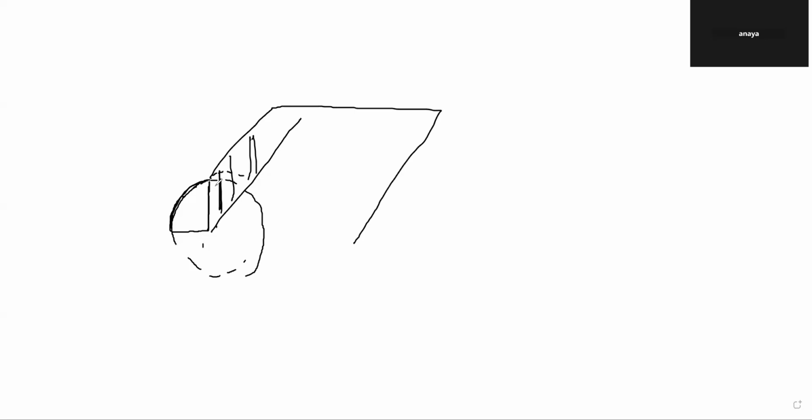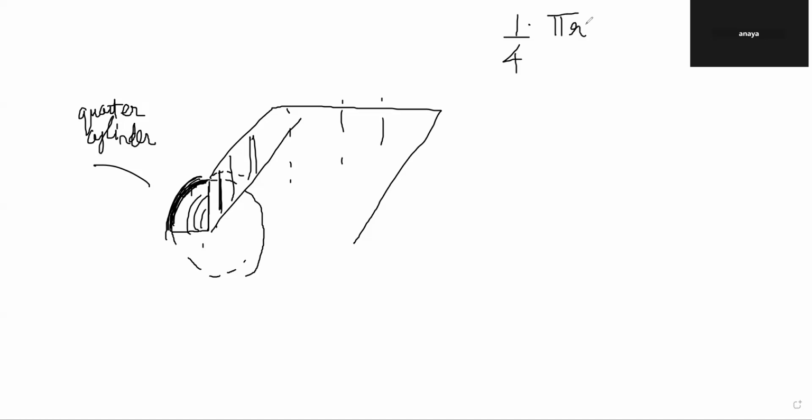Yes. So technically only this part is the extra part which we didn't capture when we went r above the face. So this is like a quarter cylinder. The quarter cylinder's volume we have to find. So 1 by 4 into pi r square into h, and this h would be the length of this edge.